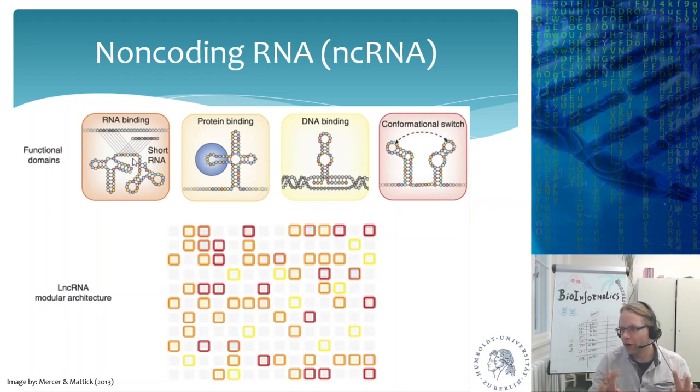Anyway, a long non-coding RNA is generally made out of several domains. So it's kind of a mix and match structure. Sometimes you have RNA binding and protein binding, sometimes you have protein and DNA binding, and sometimes you have a protein binding, DNA binding long non-coding RNA, which also has a conformational switch. So that means that when it binds DNA, part of the RNA changes, so another protein can bind or cannot bind. So it's a very modular architecture, and these things can be constructed mix and match together.